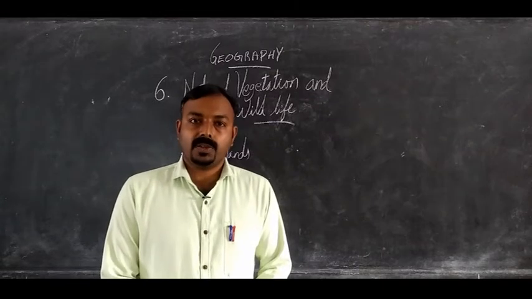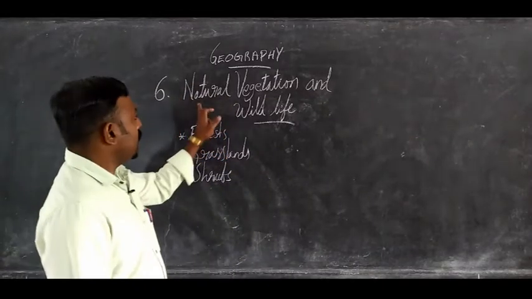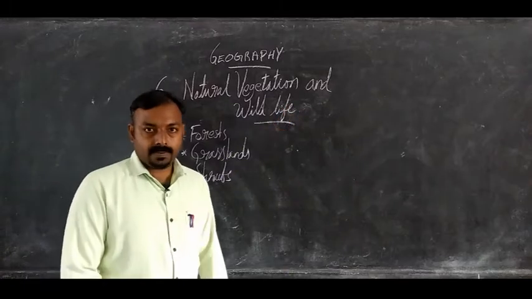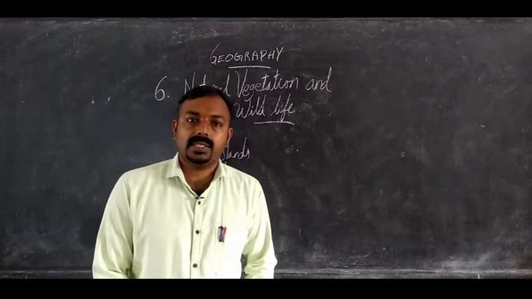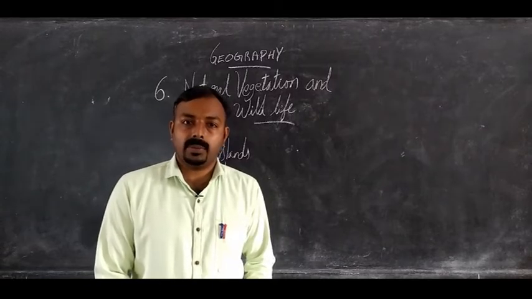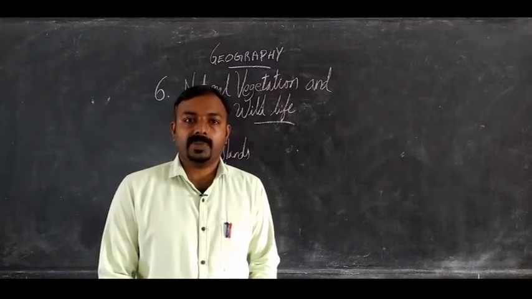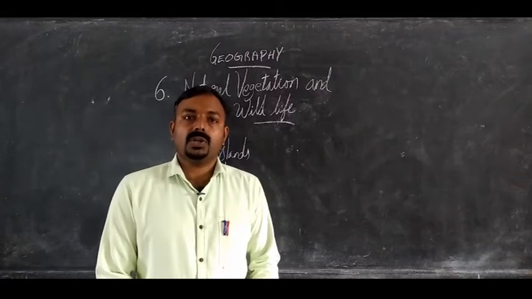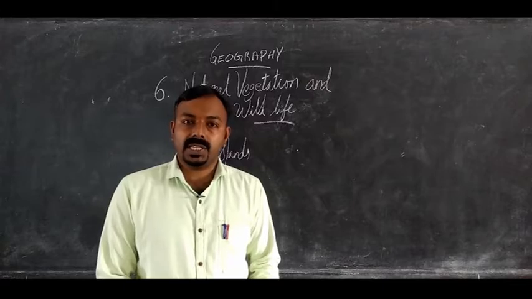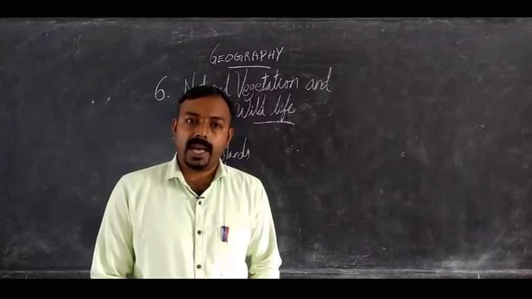Today we are moving to the next part of geography, chapter 6, natural vegetation and wildlife. Here is a story in our textbook. Salima went to a summer camp with her classmates. Then she went to Manali in Himachal Pradesh. She saw different natural vegetation and different types of land there.